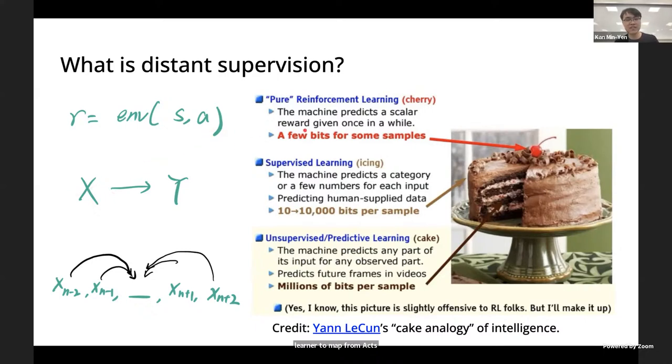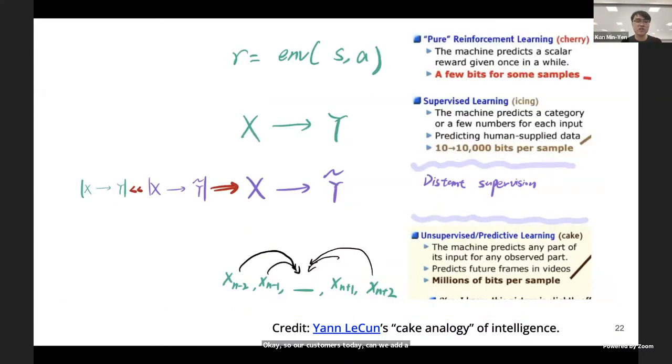And finally, he said that reinforcement learning is like the cherry, because we need environments, and it will give the agents a reward when they take an action from the state, okay? But it requires heavy interaction with the environment, and it happens quite a few times, and it's only the cherry on the cake. So our question today is, can we add a layer to the cake?